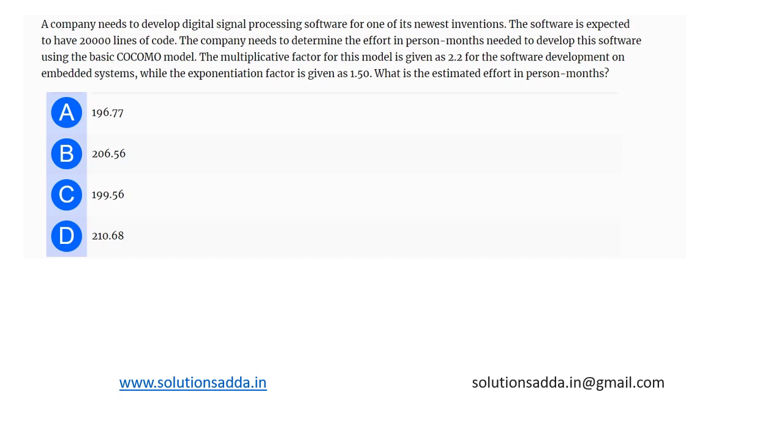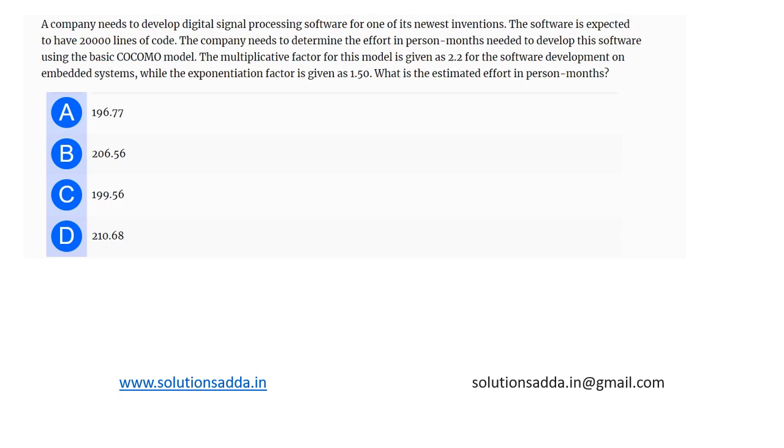This is a question from software engineering. A company needs to develop digital signal processing software for one of its newest invention. The software is expected to have 20,000 lines of code. The company needs to determine the effort in person months needed to develop this software using the basic COCOMO model. The multiplicative factor for this model is given as 2.2 for the software development on embedded system, while the exponential factor is given as 1.50. What is the estimated effort in person months?